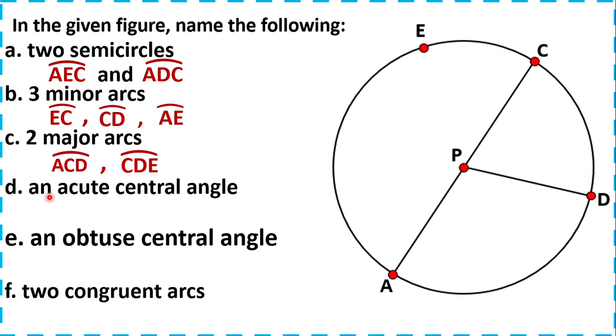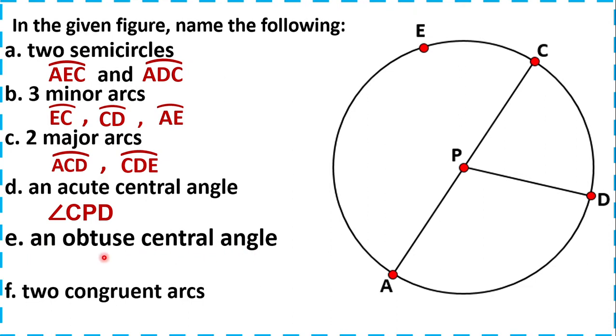Next, an acute central angle. When you say acute, that is less than 90 degrees, and central angle means the vertex is at the center of the circle. In our figure, we have angle CPD. This is less than 90 degrees. The angle formed is not a right angle, so it is less than 90 degrees, and the vertex, point P, is at the center. So this is the acute central angle, angle CPD.